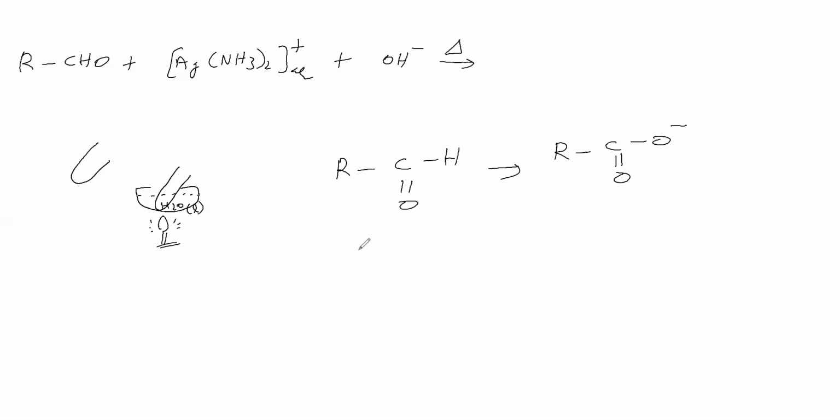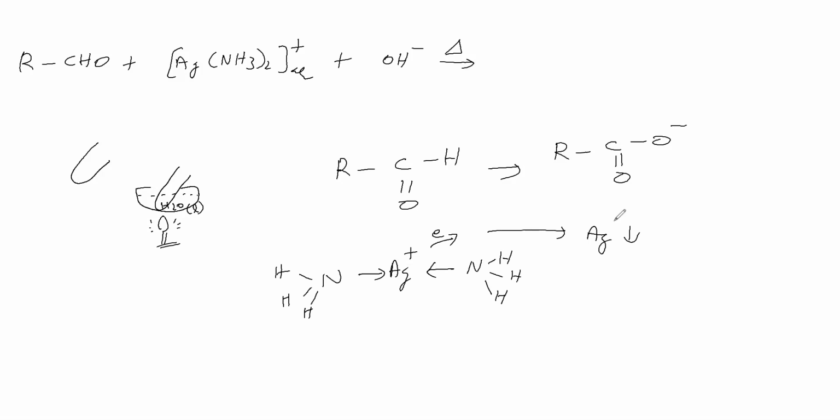Next, what is happening in this [Ag(NH3)2]+? How is it there? That we'll see. It is NH3, another NH3 like this, and here a positive charge is there. This Ag plus takes an electron and becomes Ag. This Ag is deposited on the inner wall of the test tube.